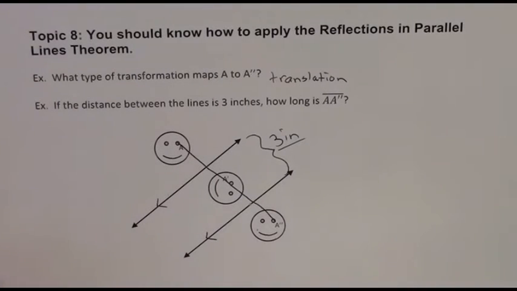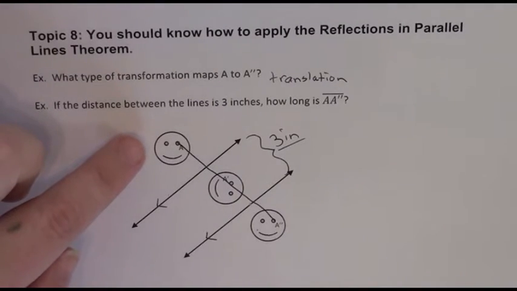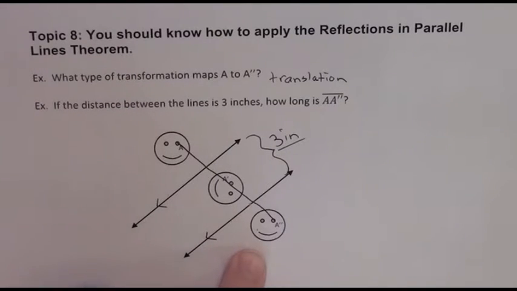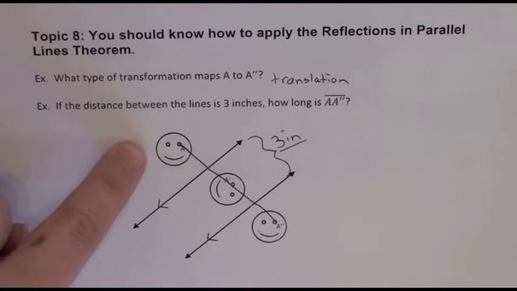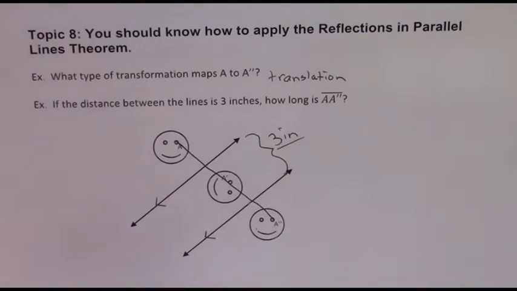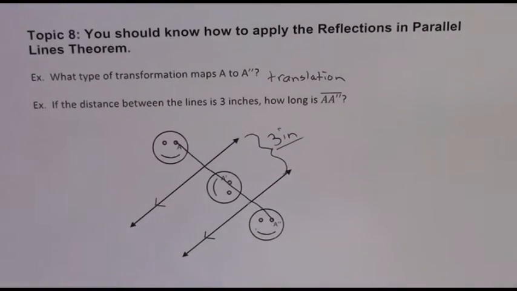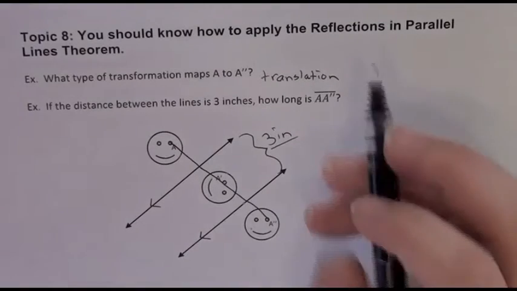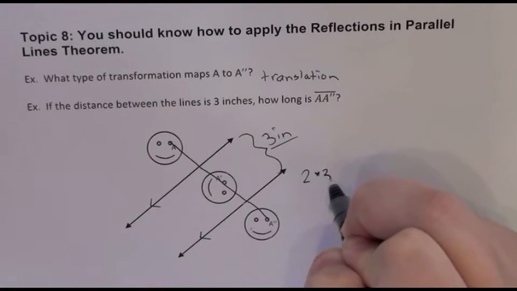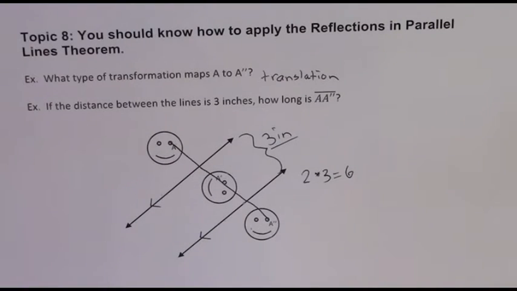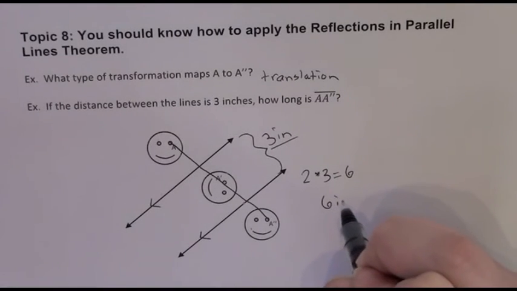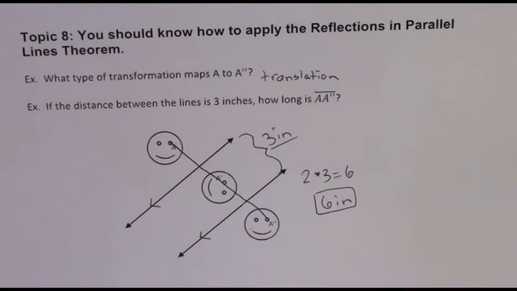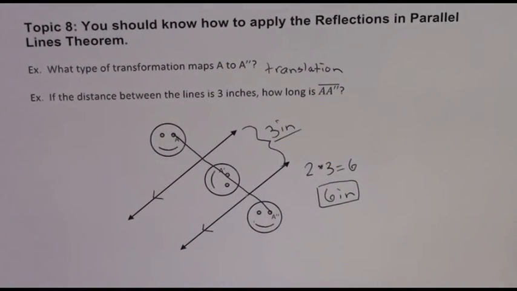Well, what the reflections and parallel lines theorem says is that the distance between the pre-image and the image is twice the distance between the lines. So to get from A to A double prime is twice the distance between the lines, so 2 times 3 is 6. How long is the line segment A to A double prime? 6 inches. And that's according to the reflections and parallel lines theorem.